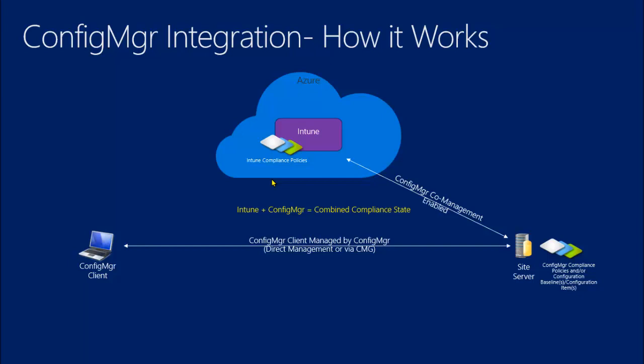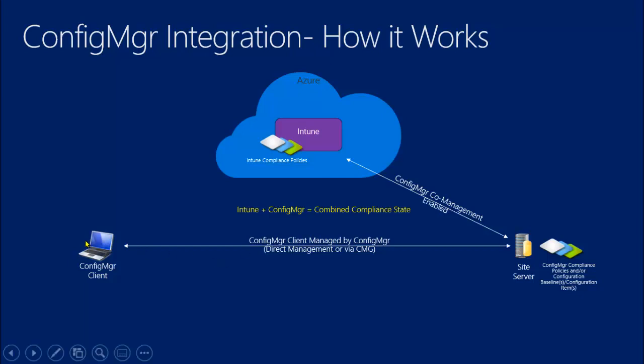So here's a diagram I tried to put together to give you a high-level view of how this actually works. Here we have Intune sitting in Azure. Here we have the Configuration Manager site server. And we do have co-management between the two set up. So Intune and Configuration Manager are linked. We have compliance policy configured in Intune. We have compliance policy, configuration items, baselines, whatever, configured in Configuration Manager to participate in the compliance assessment.